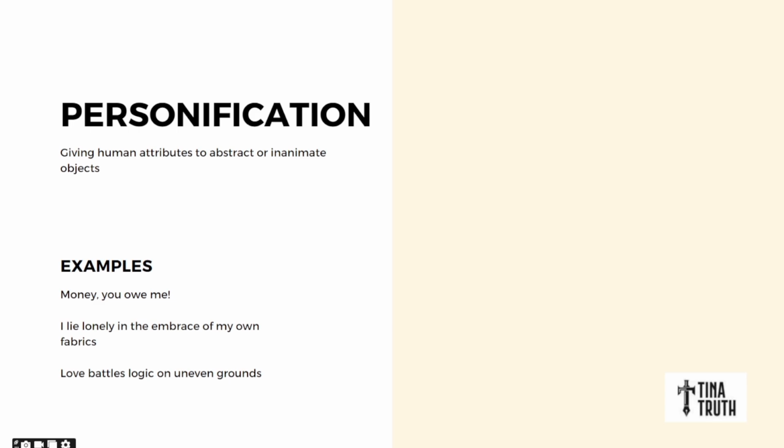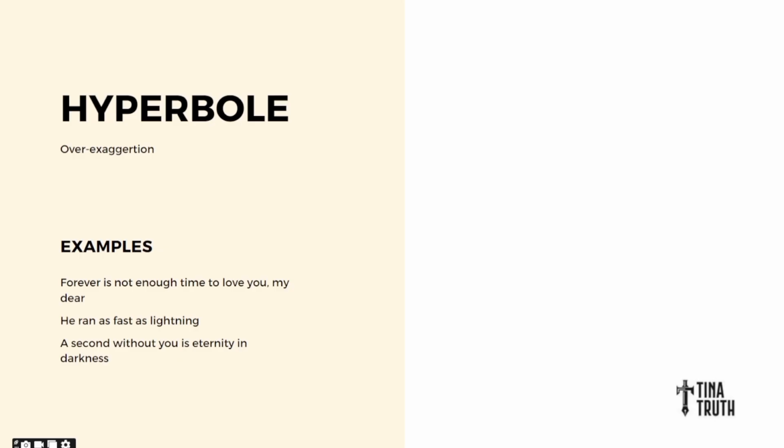Right? So, let's move to hyperbole. This is the last figure of speech I will be telling you about today. Hyperbole is simple over-exaggeration, and I'm going to list examples for you. Number one: forever is not enough time to love you, my dear. Forever. Do you know how long forever is? Forever is enough for everybody. Oh my God, but it's an exaggeration. Actually, an over-exaggeration. That's what hyperbole is.